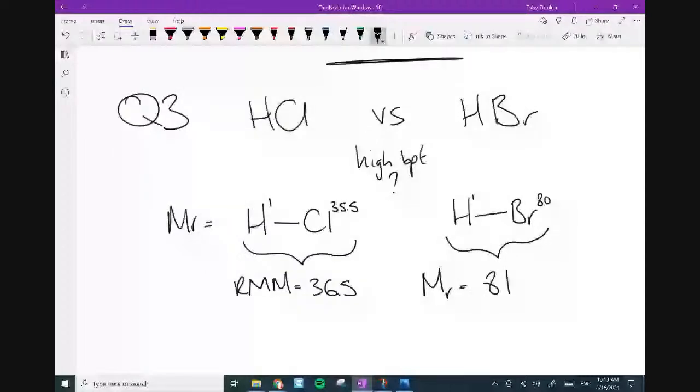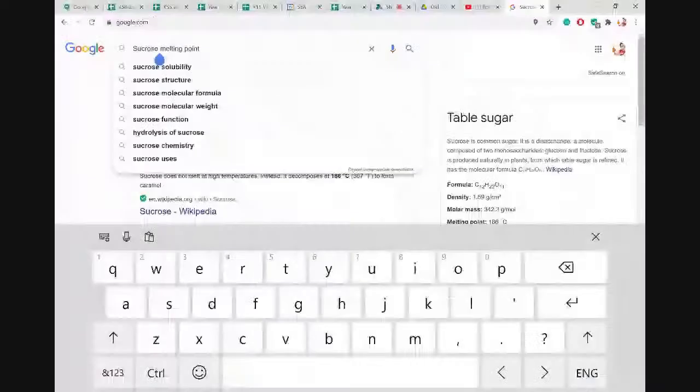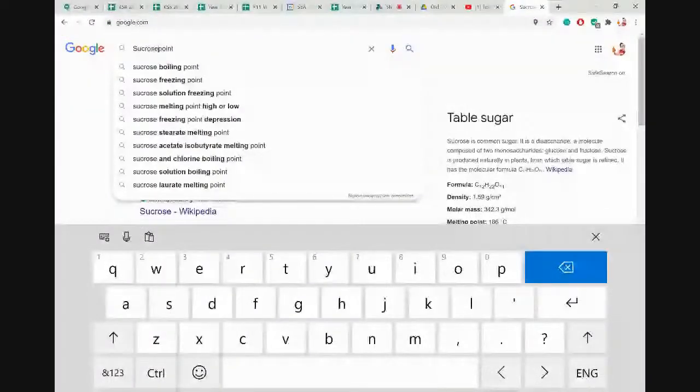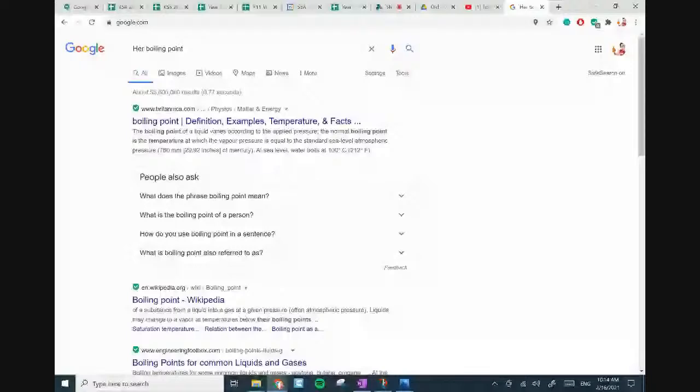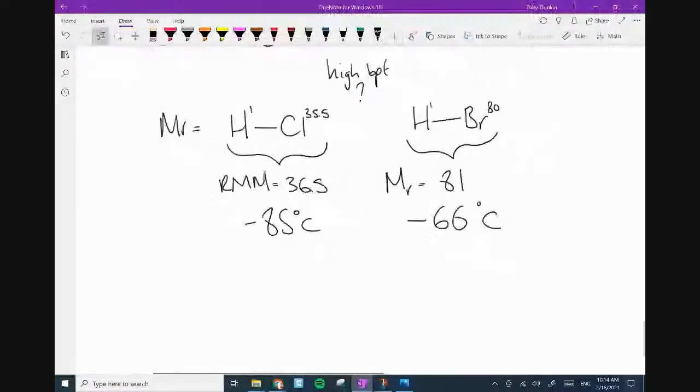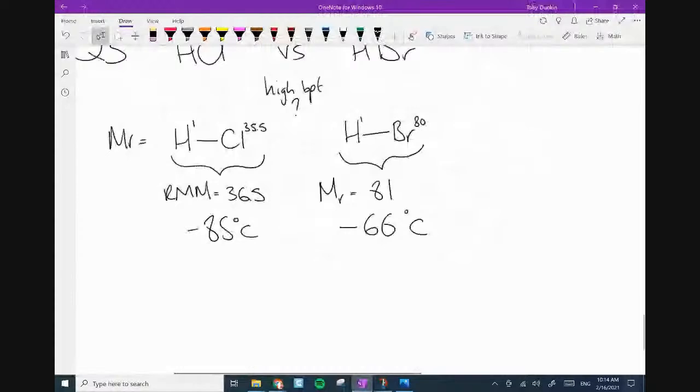I need to switch to boiling point because they're gases. So HCl, minus 85, whoa, that's low. Minus 85 degrees Celsius. So HBr is going to be bigger. Boiling point, minus 66. It is higher. What about HI?